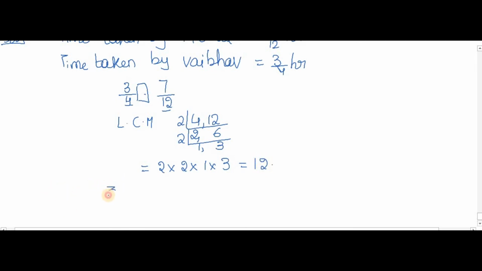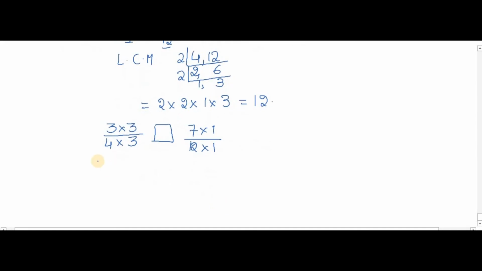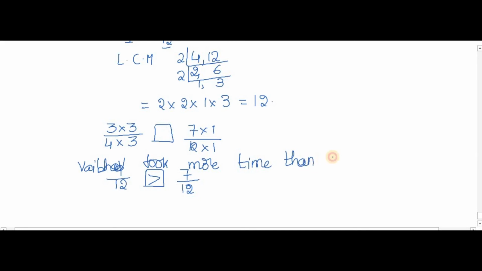In 4 table when I get 12, 4 3s are 12. Box. 12 table when I get 12, 12 1s are 12. 3 3s are 9 by 4 3s are 12. Box. 7 1s are 7 by 12 1s are 12. So automatically by saying this, 9 by 12 is big. So who took more time? Who is this 3 by 4? Vaibhav took more time than Michael. And they also asked by how much more.